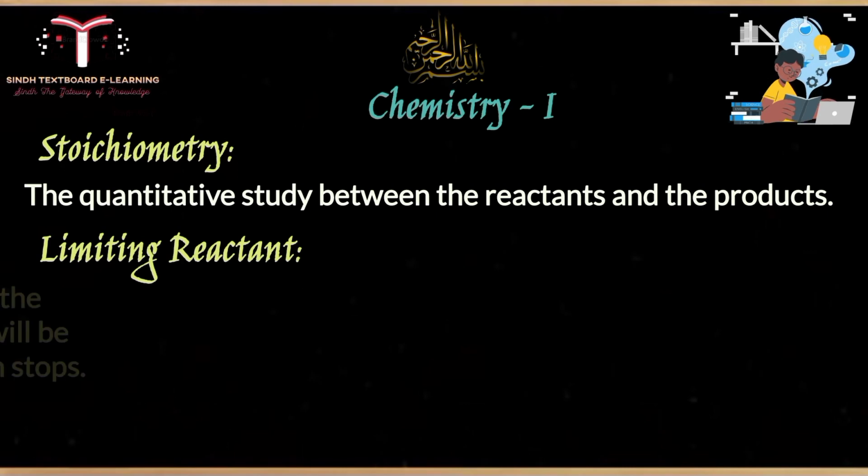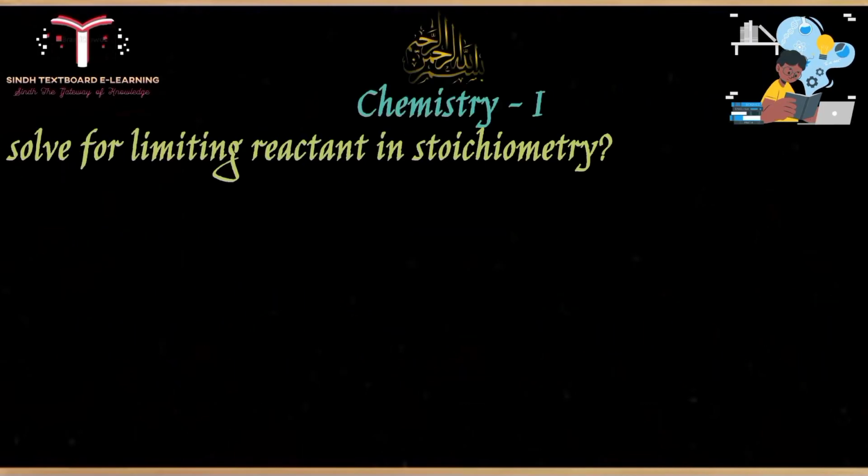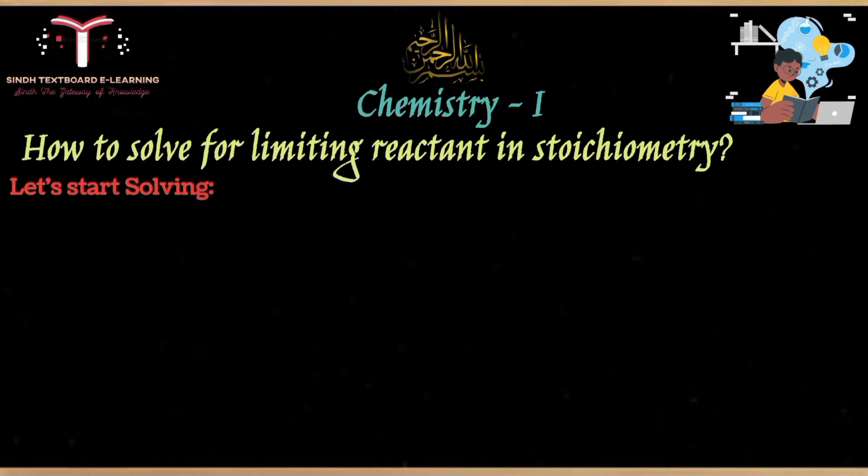Next is the limiting reactant. We can say that in a reaction we have one molecule which is in limited quantity. If it is consumed, the whole reaction will stop. That reactant we call the limiting reactant. How do we find the limiting reactant in stoichiometry?